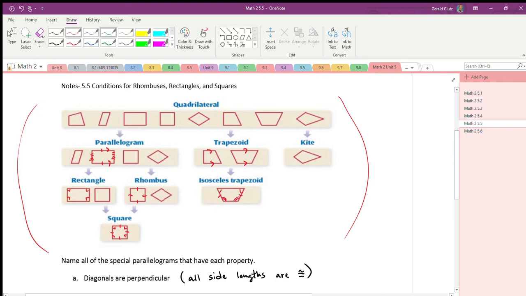And then a kite is a type of quadrilateral as well. These two sides are going to be congruent to each other, and then these two sides are congruent as well.